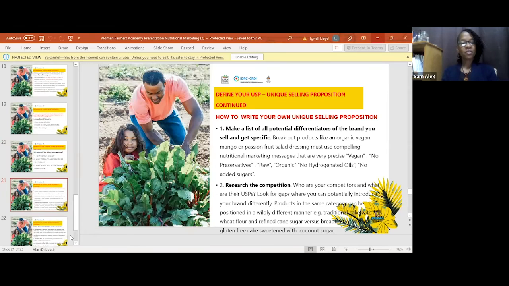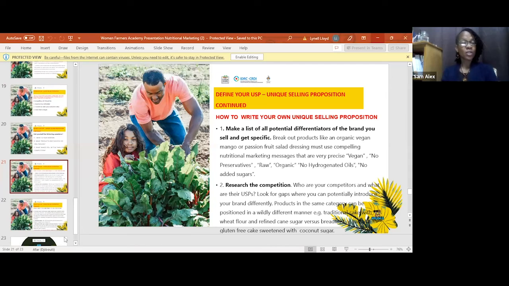We're just doing a quick recap of the unique selling proposition. And these are the steps to write your unique selling proposition. Please take note of those things. Remember, we are having an assessment next week for next week's session, okay? So you have, make a list of all potential differentiators of the brand you sell and get specific. That's point 1. 2, research the competition. Next slide.